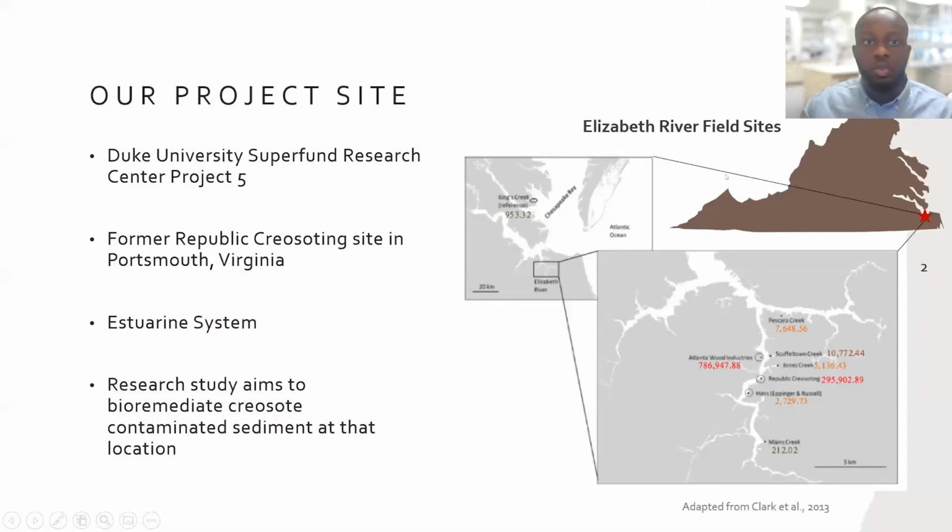So our project site. We are working up in the Elizabeth River in Virginia. It's in the metro area near Portsmouth and several other cities. There's been previous work done on different contaminated sites. In the image on the right, you can see the different levels of PAH contamination occurring with Atlantic Woods Industries, as well as the Republic Creosote site, which is something we're looking at specifically.